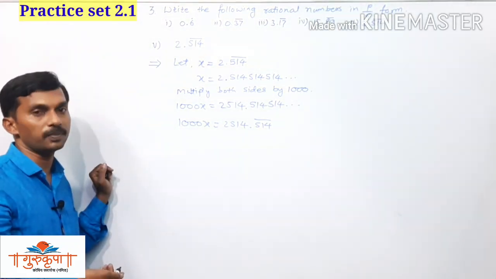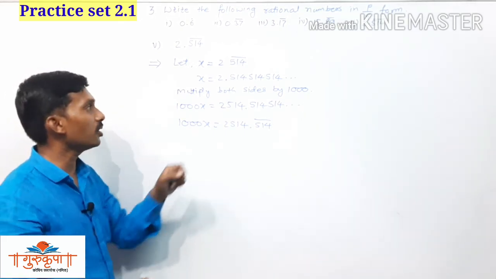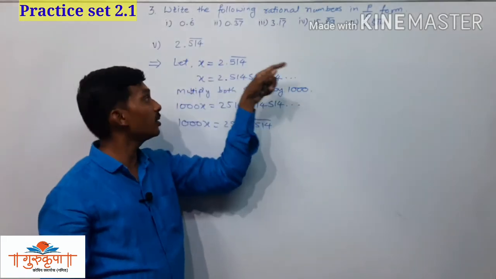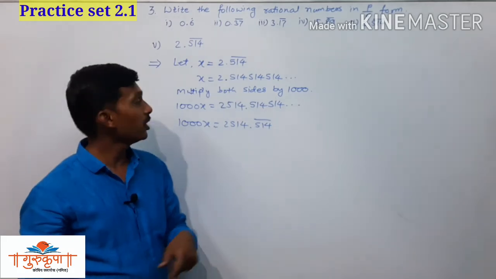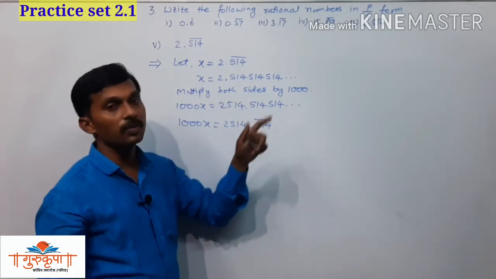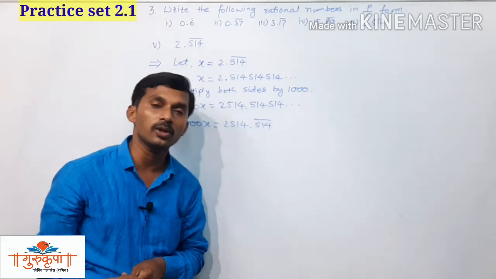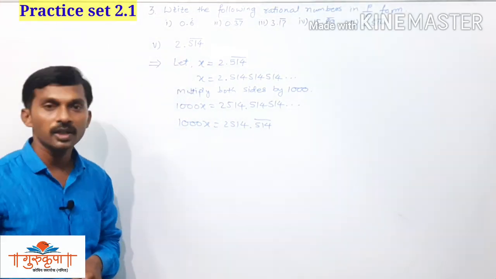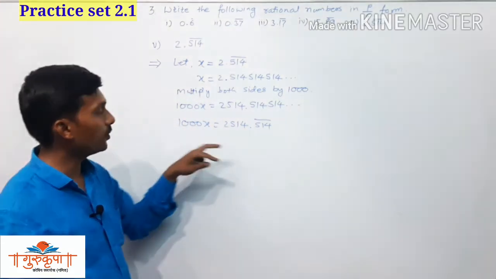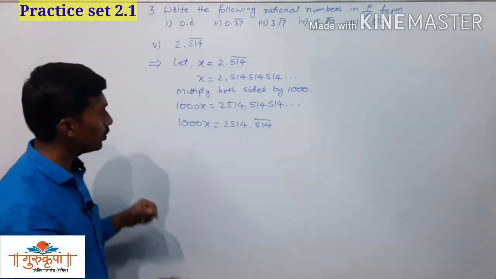That is the third step. We have 3 steps in all. In the first step we represent the number by using an unknown variable. In the second step we multiply both the sides by either 10 or 100 or 1000 or 10,000. And in the last step we subtract x from both the sides.